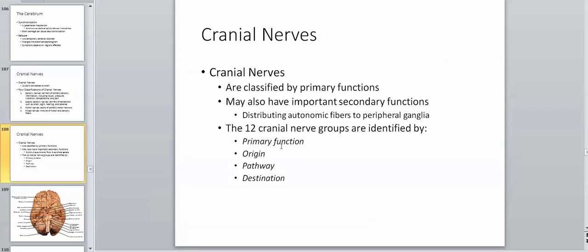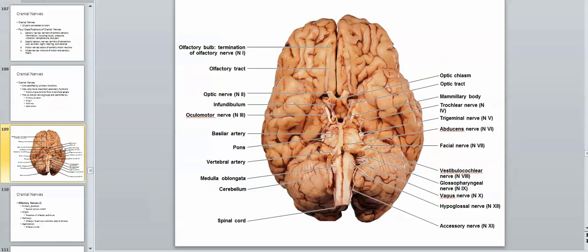And so they can be identified by their primary function. For example, cranial nerve 1 is the olfactory nerve. It's also called the olfactory nerve because it brings information about smell. And also they can have, for example, this accessory nerve used to be called the spinal accessory nerve because it had some connections on the spine as well. So the vagus nerve, for example, means the wandering nerve, and it has a lot of control over visceral organs. And we'll talk about that in just a little bit, but first we'll show a few of them.